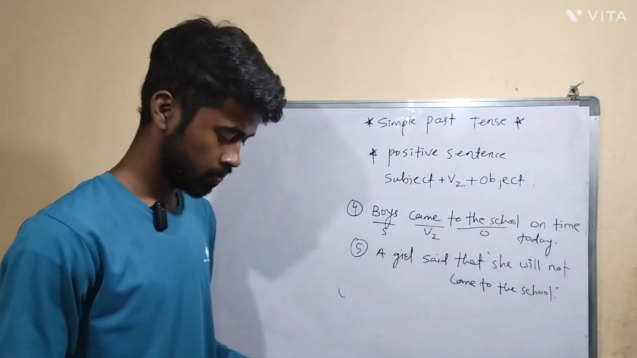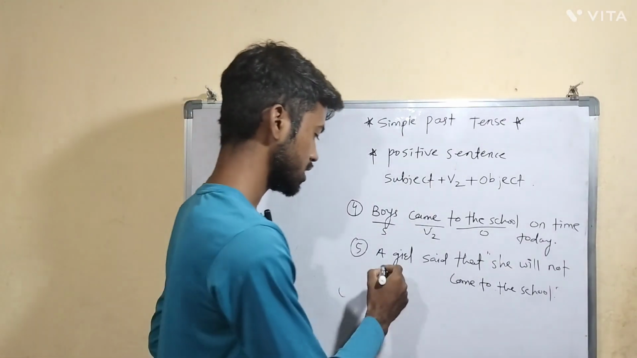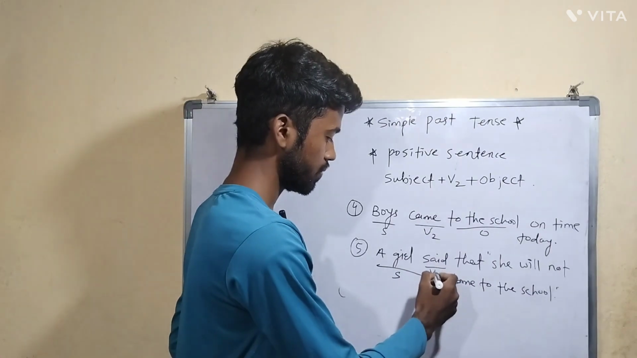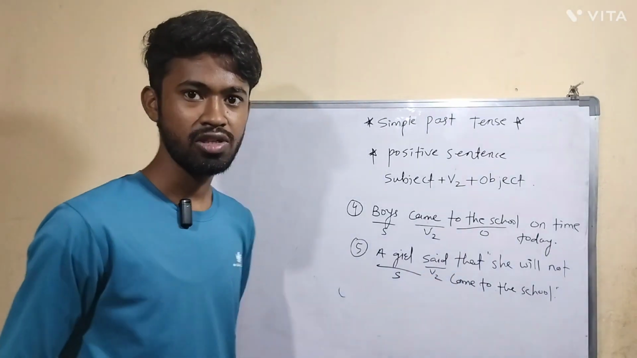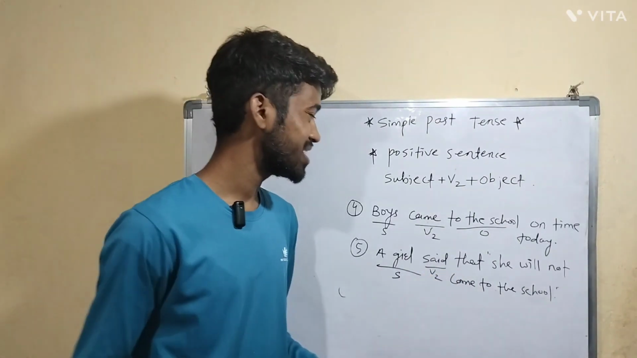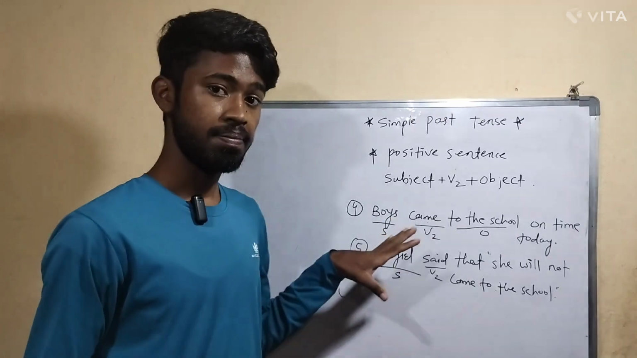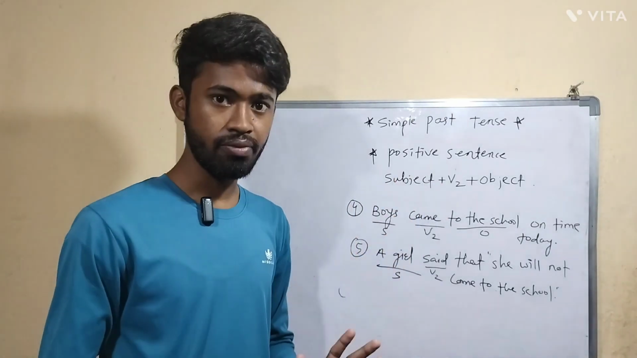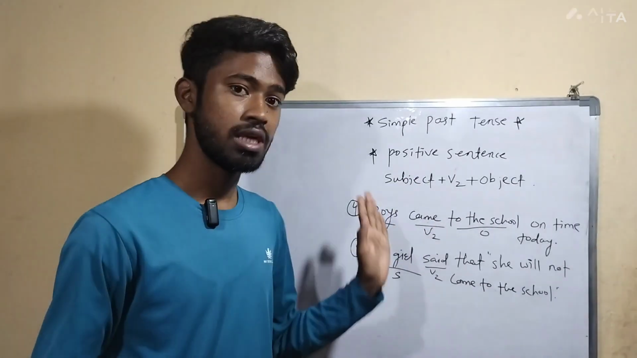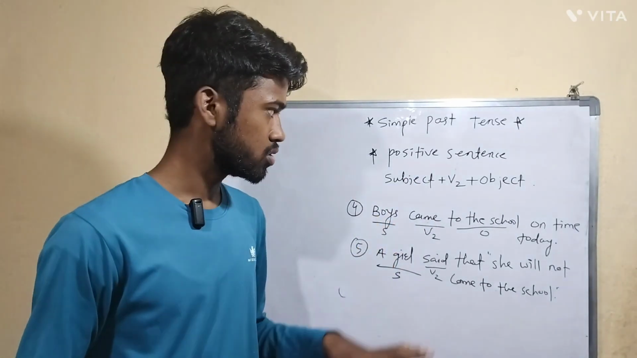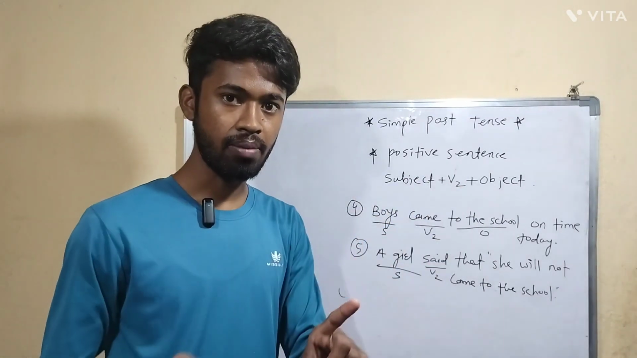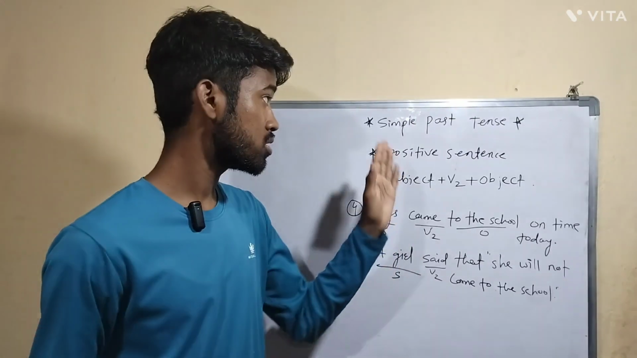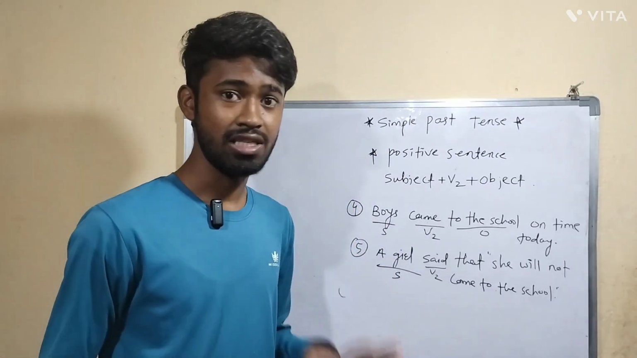She will not come to the school. So here this part is the subject, this is the second form of verb, and the leftover part is the object. What you need to understand here is that in the positive structure there is nothing tricky. Only the second form of verb is used, irrespective of singular or plural subject. So you need to know the second form of verb. That's the requirement for the positive structure in simple past tense.